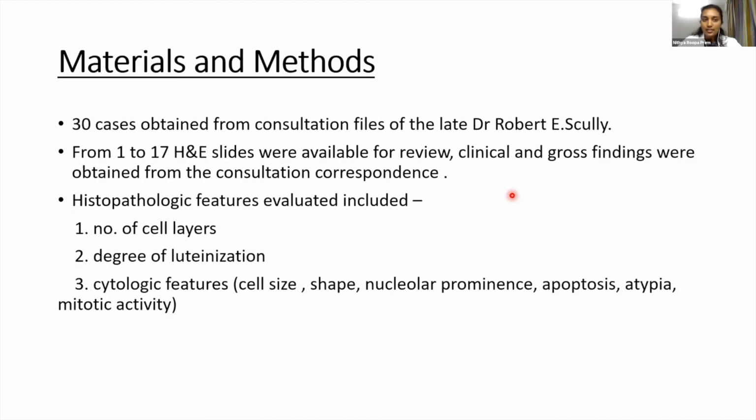Materials and methods. 30 cases were obtained from consultation files of late Dr. Robert Scully. From 1 to 17 H&E slides were available for review. Clinical and gross findings were obtained from consultation correspondence. The histopathological features evaluated included the number of cell layers, degree of luteinization, and cytological features.